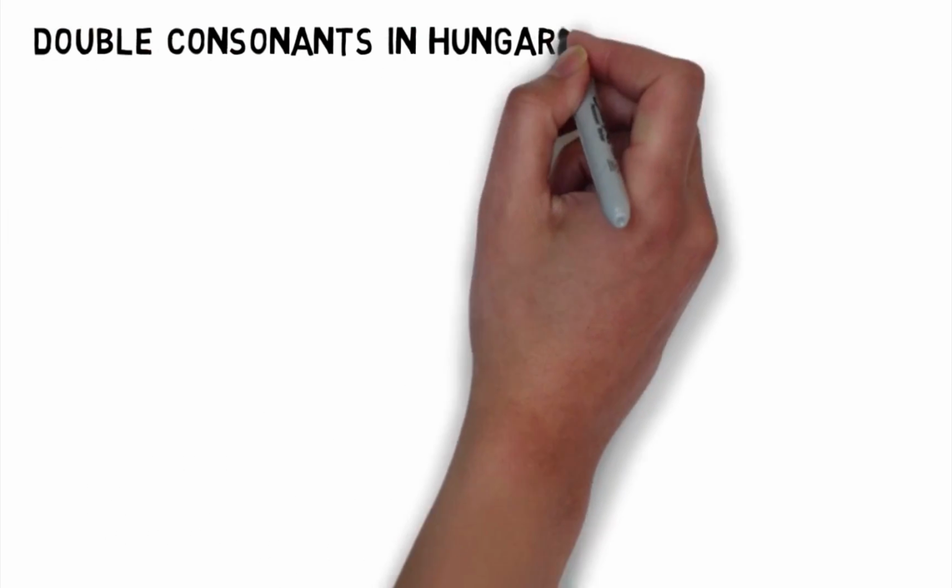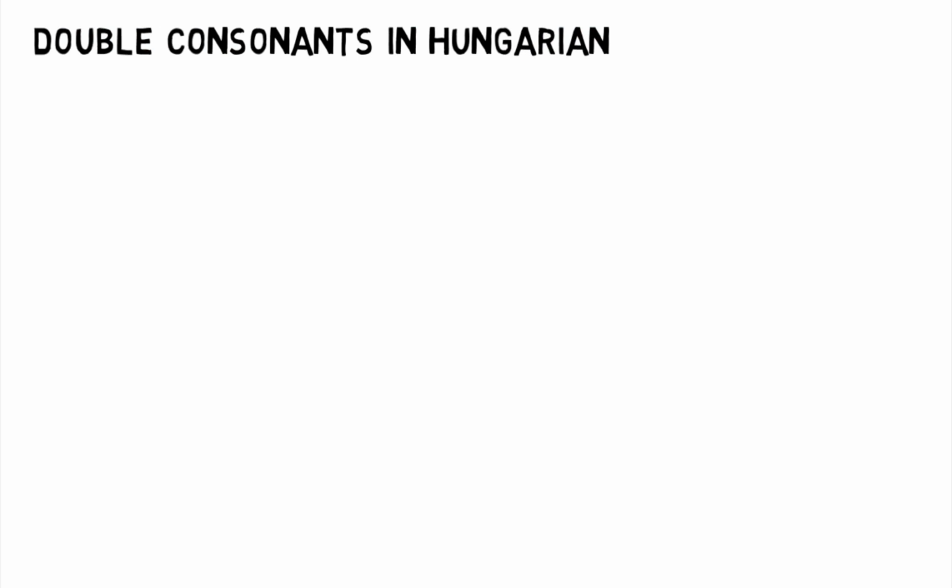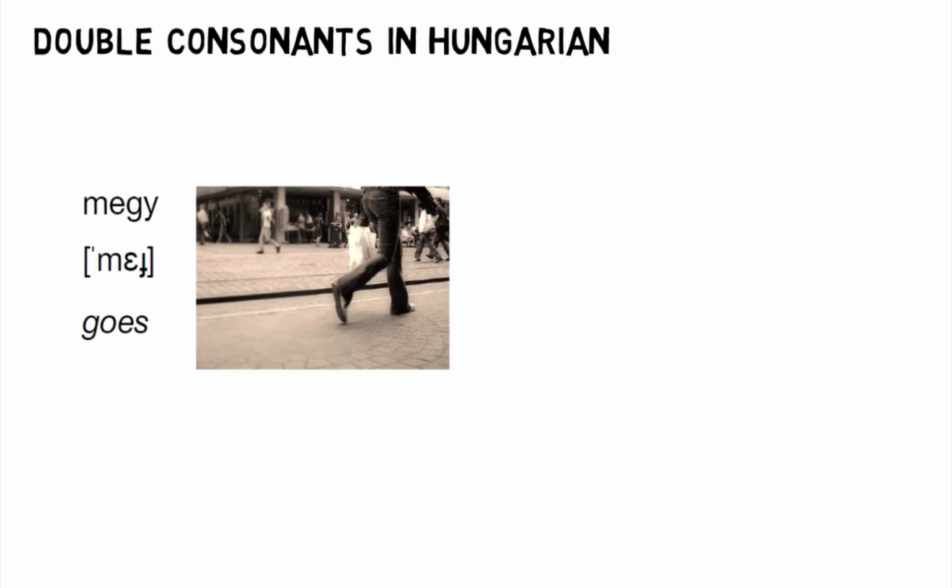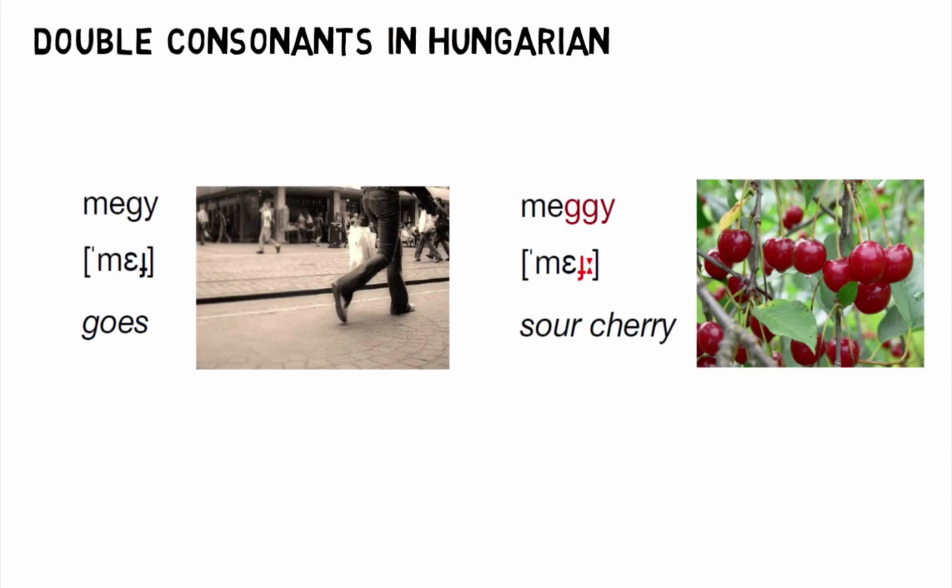We have one last thing to discuss before we review, and that has to do with double consonants. We'll start with an example. The Hungarian word for goes, as in he goes, is megy. Now, Hungarian has a second word, very similarly spelled, which is the word for a type of sour cherry, megy. So we have megy and megy.